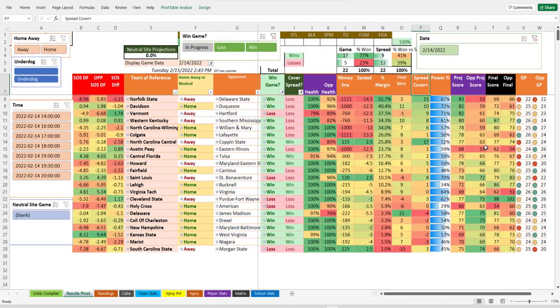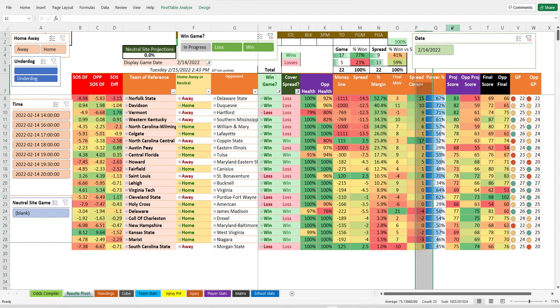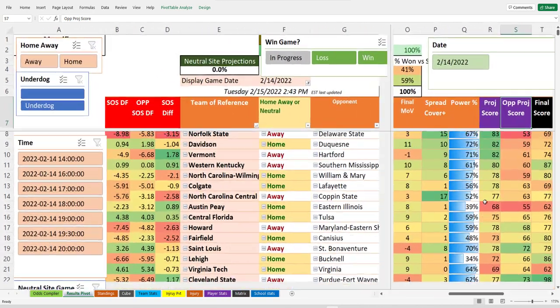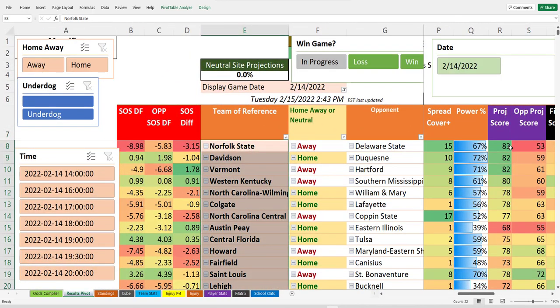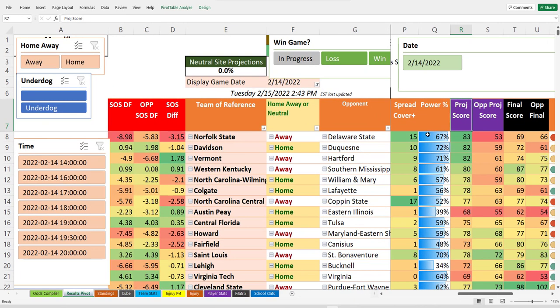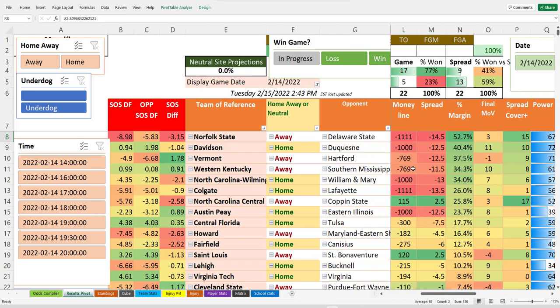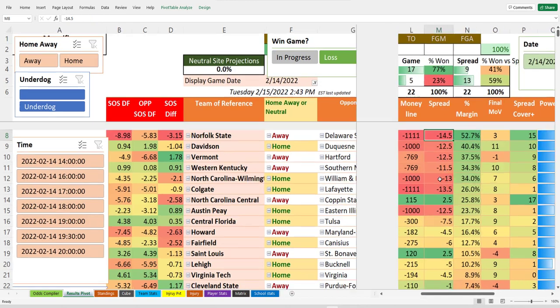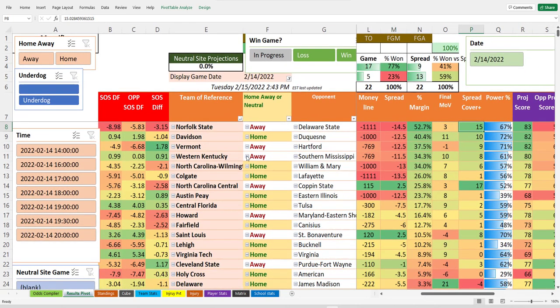The spread cover plus is there because we are actually predicting the scores of these games right here, with the projected score of the team of reference and the opponent's projected score. Norfolk State was supposed to win 83-53 against Delaware State. So the spread cover plus is what the margin of victory is projected to be, which is 30 points here, minus whatever the spread is. The spread is right here, almost 15. So you end up with how much the algorithm says this team is going to cover the spread.